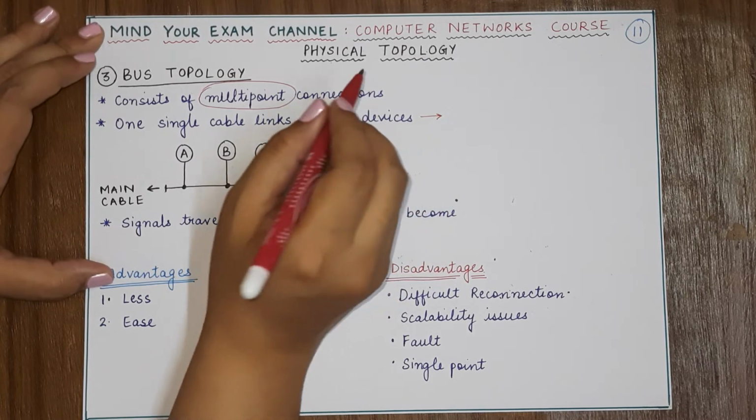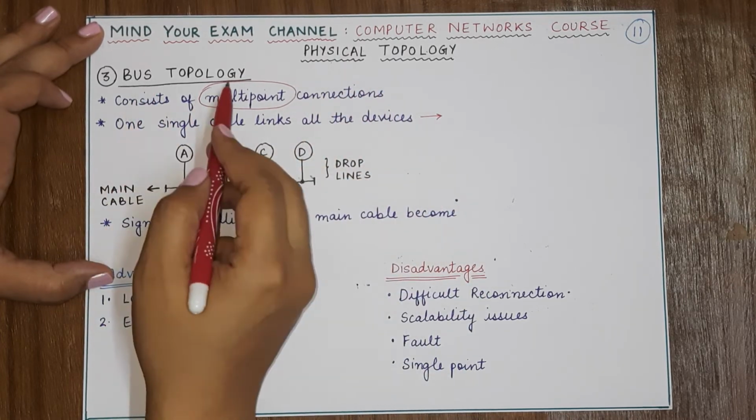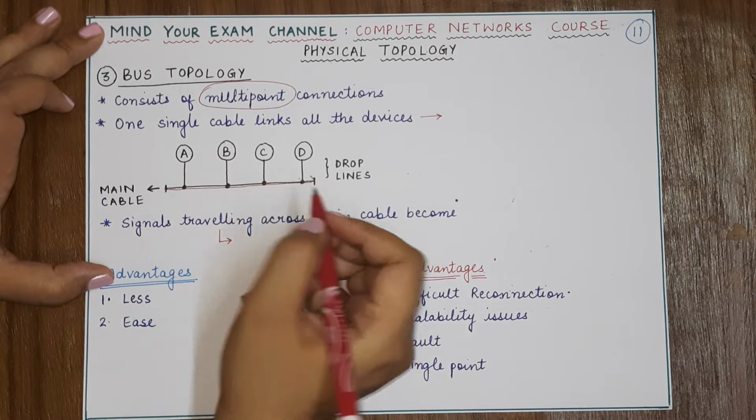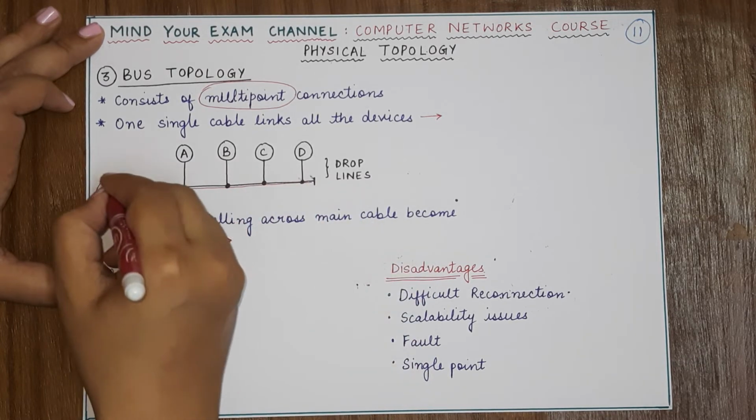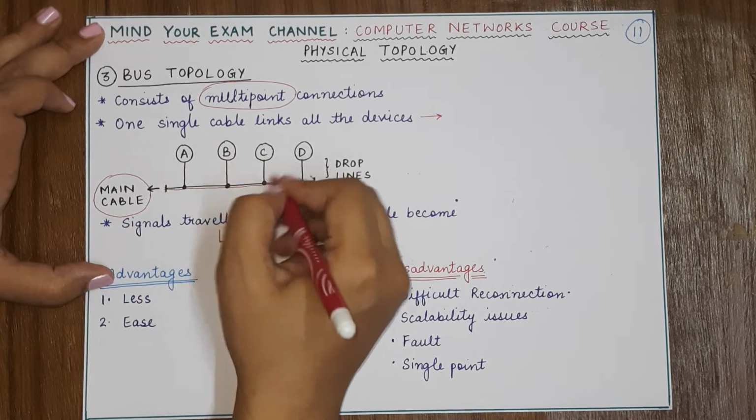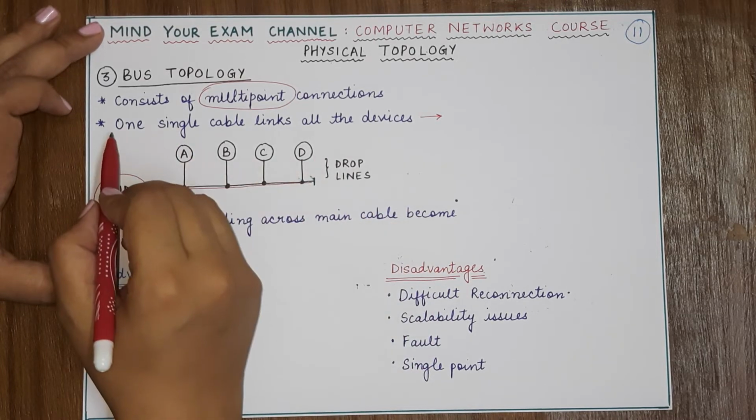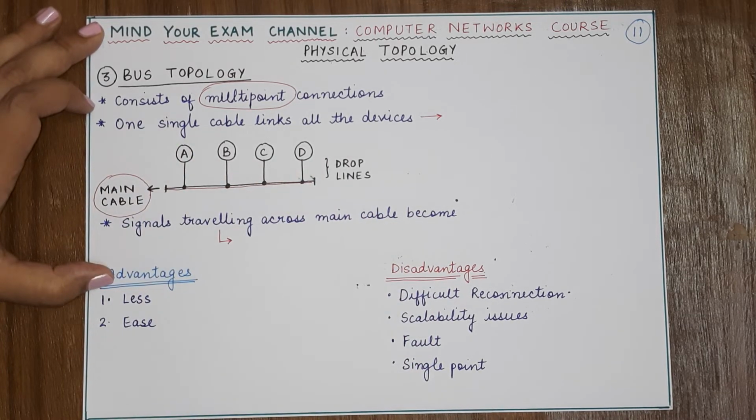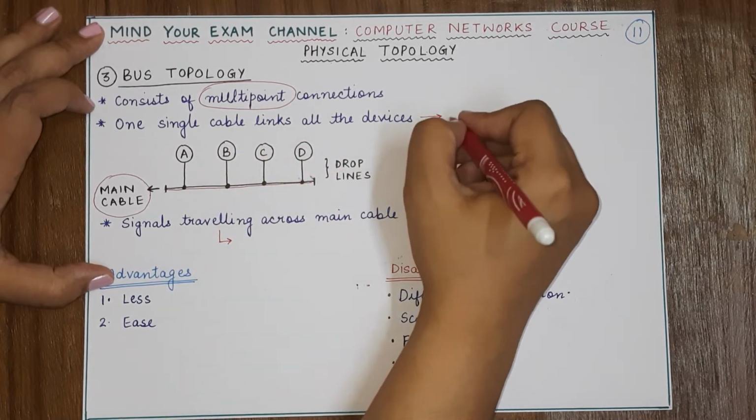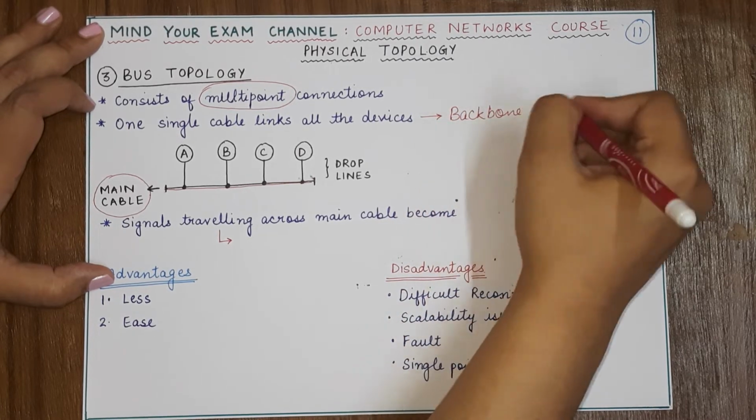But in this case, there are multi-point connections. That means this bus topology will consist of a single main cable. This is the main cable that is running through, and to this main cable all the other devices of the network will be connected. So in the bus topology, there is one single cable that links all the devices, and this cable is also known as the backbone of this network.